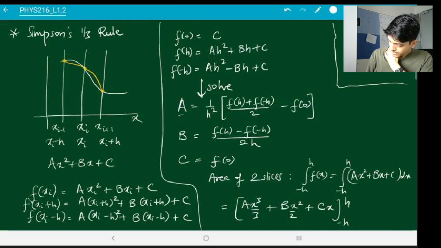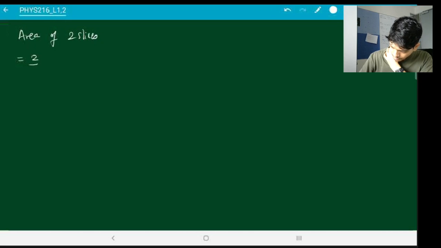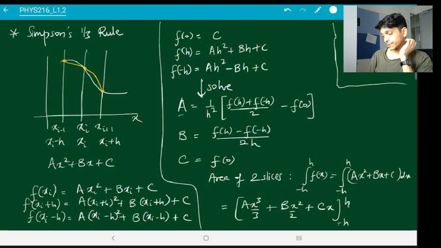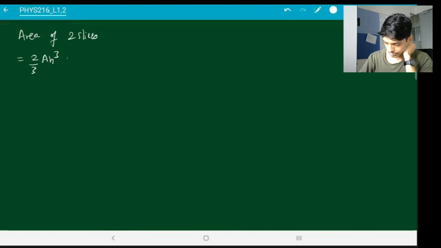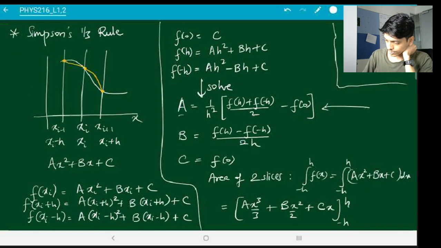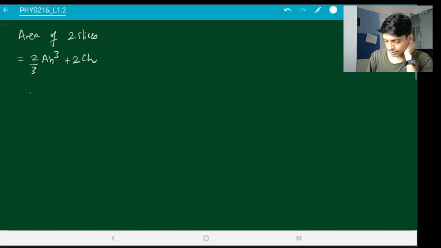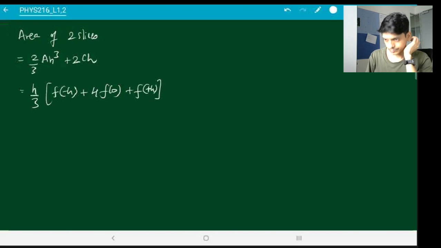So you will end up getting 2/3 a h cube, the b term doesn't play a role because it's the same for h and for minus h, and 2ch. We already know what a and c are because we had calculated them. So this is a and this is c. You can plug those in and you will get this.